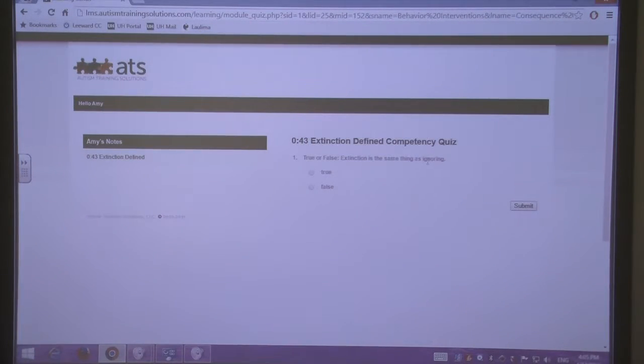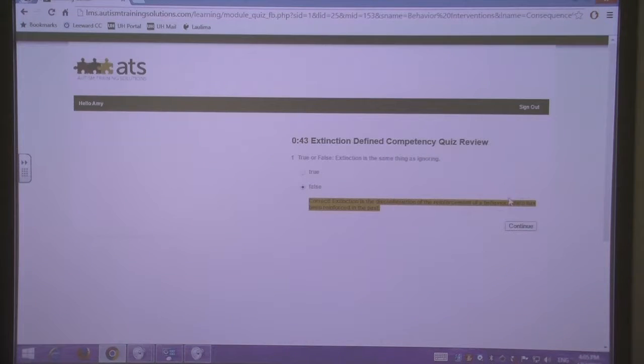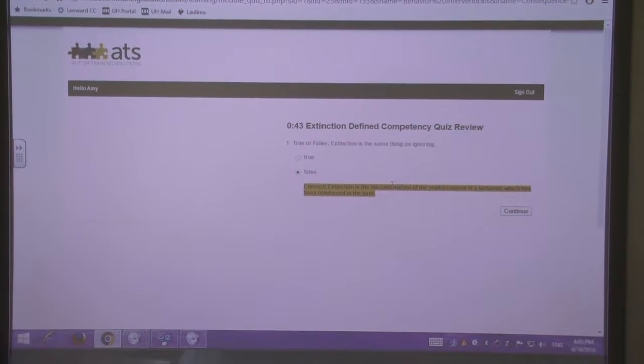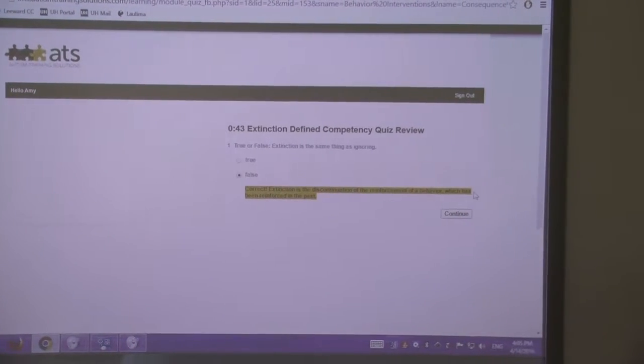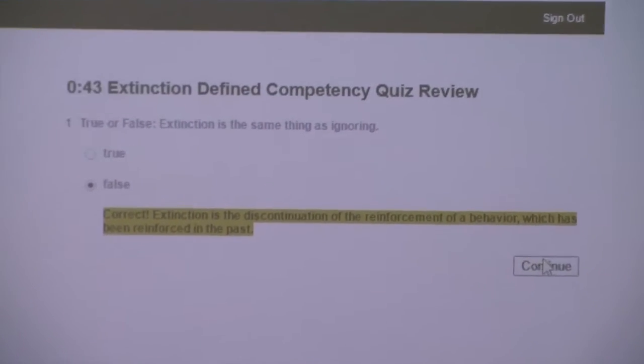Extinction is the same thing as ignoring. False. Correct. Extinction is the discontinuation of the reinforcement of a behavior which had been reinforced in the past.